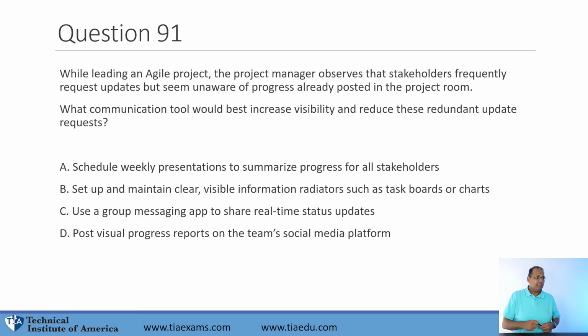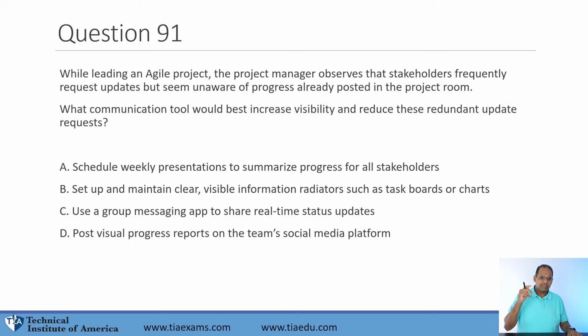Question. While leading an agile project, the project manager observes that the stakeholders frequently request updates but seem unaware of progress already posted in the project room. What communication tool would best increase visibility and reduce redundant update requests? Schedule weekly presentations to summarize progress for all stakeholders. Set up and maintain clear, visible information radiators such as task boards. Use a group messaging app to share real-time updates. Post visual progress on team member social media platforms.